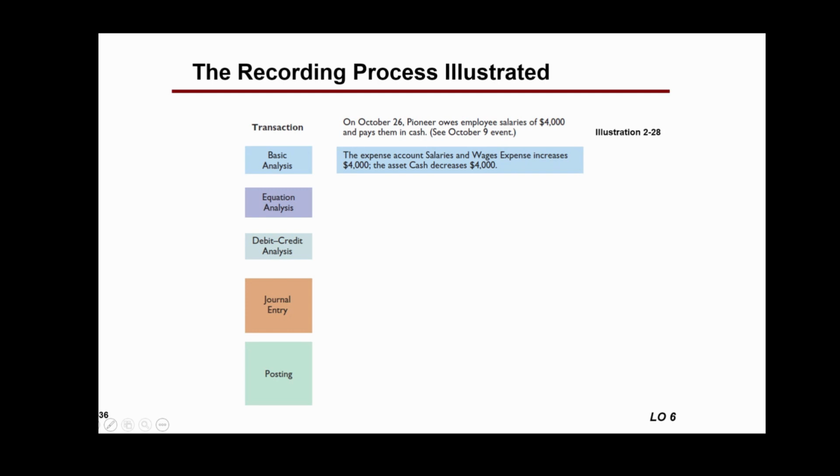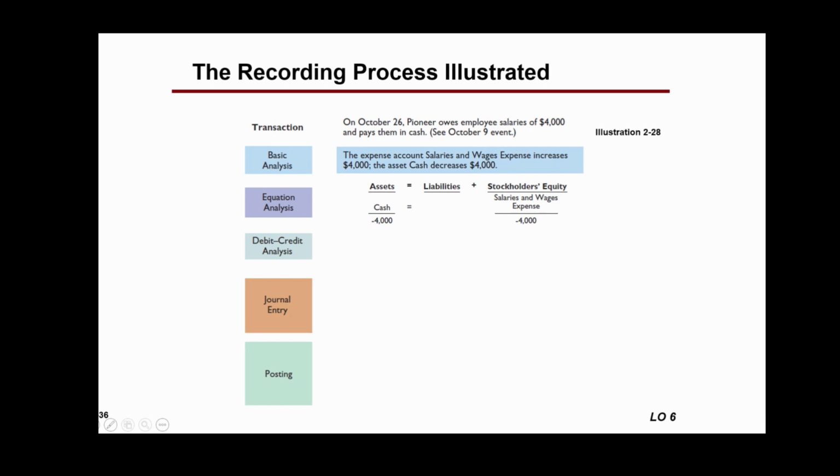So for now, here what we're saying is that the company paid their employees for their work in October, for those 2 weeks. They paid them in cash. So at this point, cash will decrease, of course, and the expense, salaries and wages expense, will increase by 4,000. Okay?